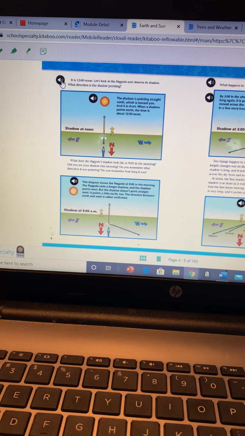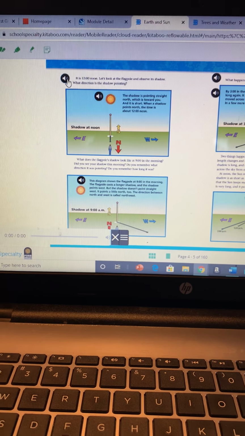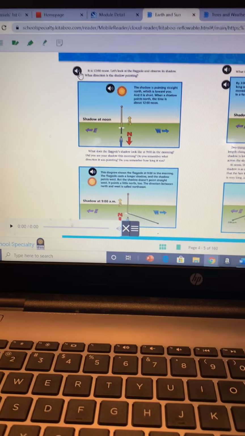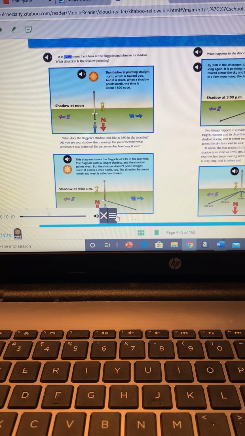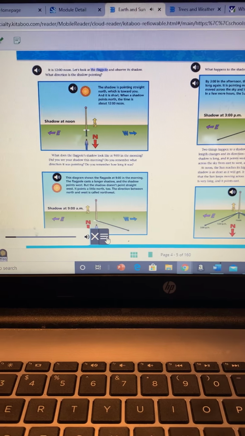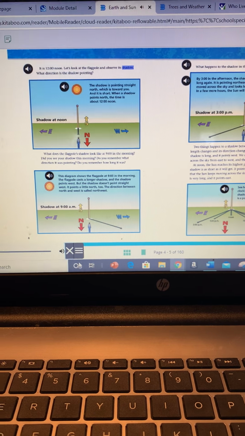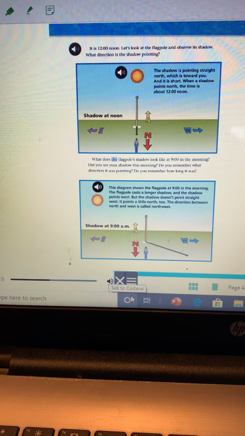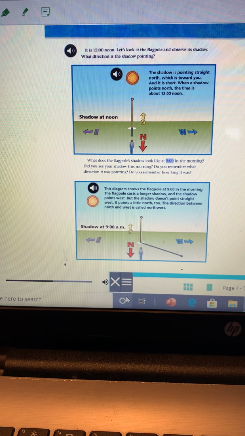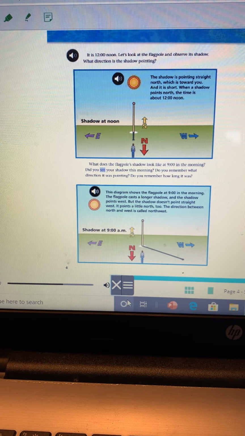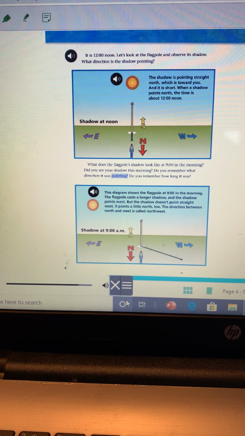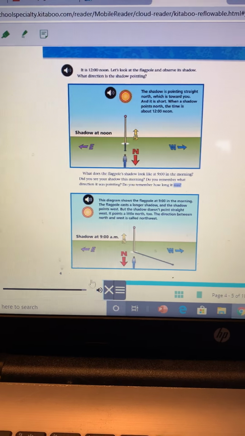Okay, so it is 12 o'clock noon. Let's look at the flagpole and observe its shadow. What direction is the shadow pointing? What does the flagpole's shadow look like at 9 o'clock in the morning? Did you see your shadow this morning? Do you remember what direction it was pointing? Do you remember how long it was?